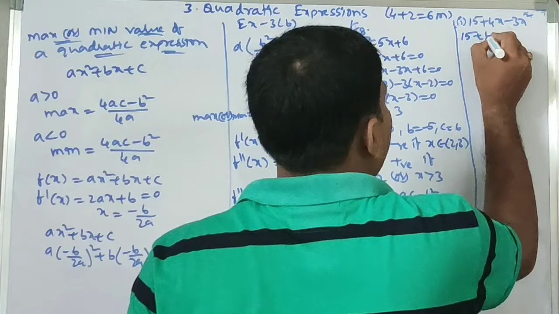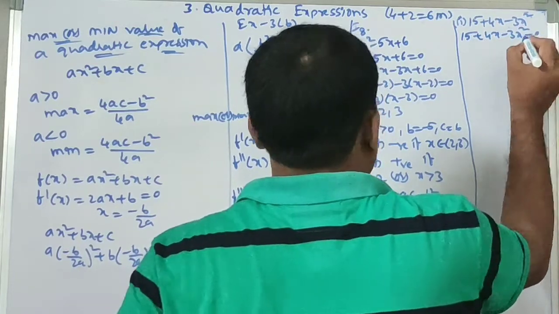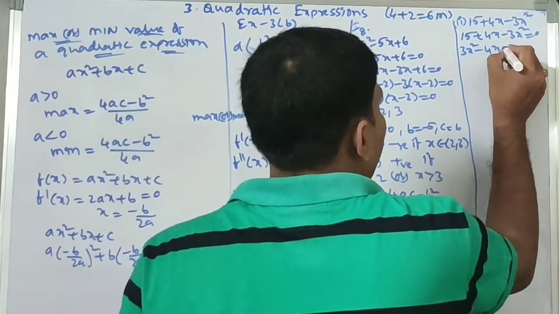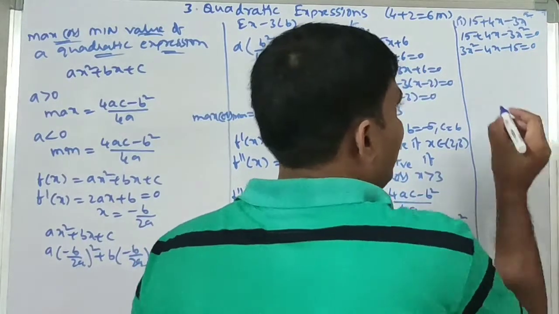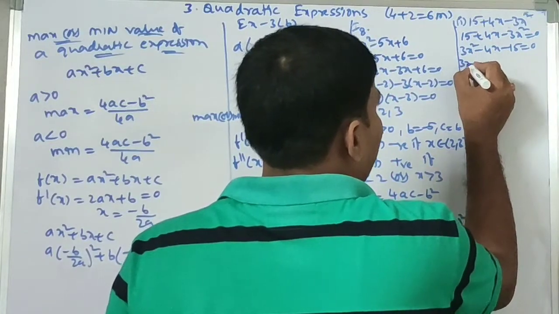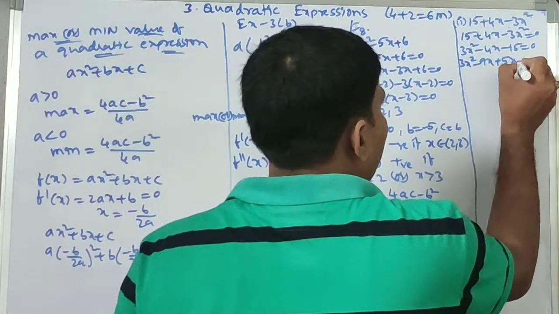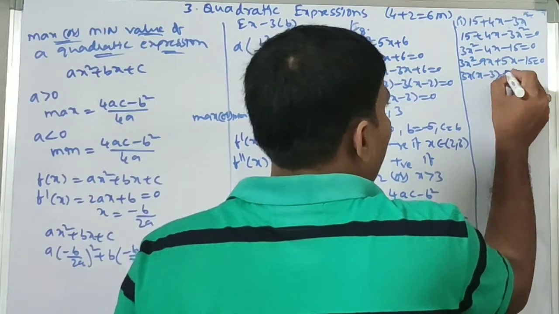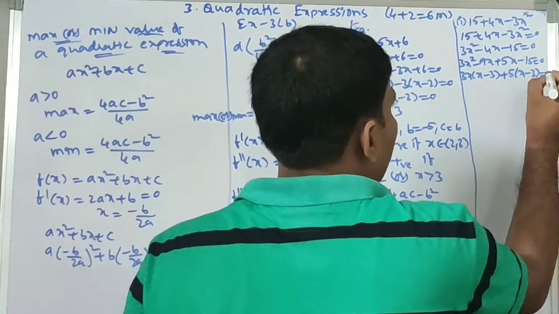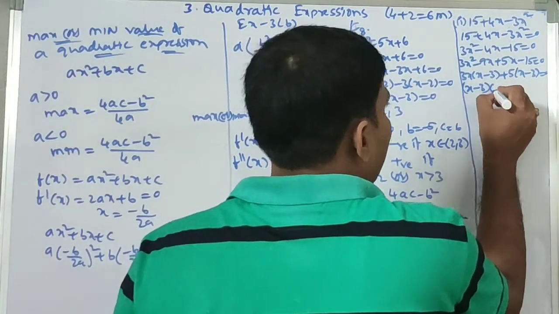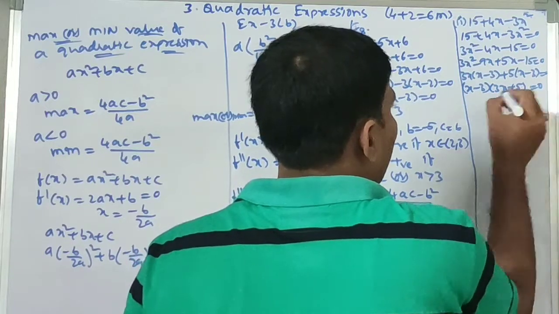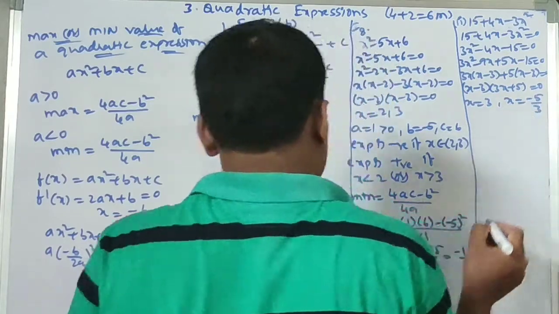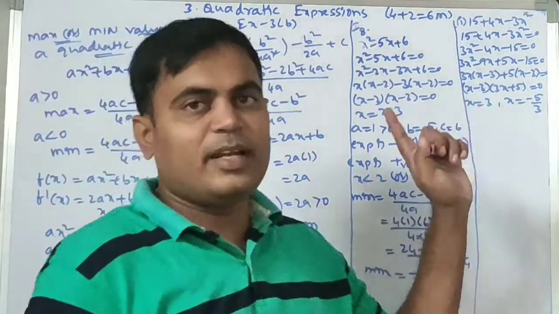15 plus 4x minus 3x square equal to 0, multiply with negative: 3x square minus 4x minus 15 equal to 0. So 15 into 3 is 45, 3x square minus 9x plus 5x minus 15 equal to 0. So 3x common, x minus 3 plus 5 common, x minus 3 equal to 0. x minus 3 common, 3x plus 5 equal to 0. Either x equal to 3 or x equal to minus 5 by 3. So x values are either 3 or minus 5 by 3.